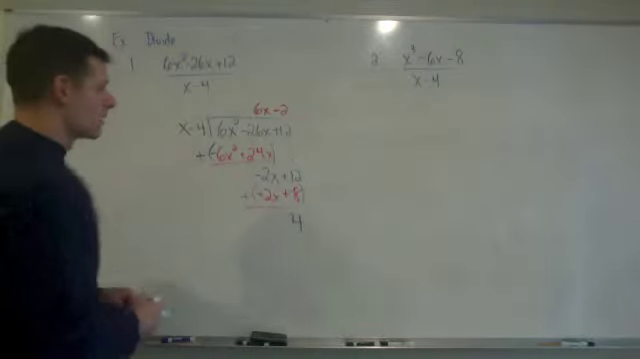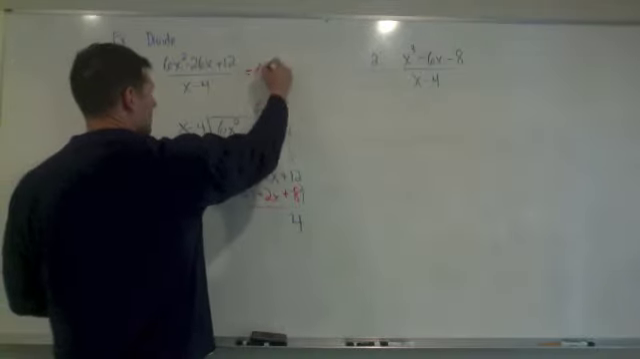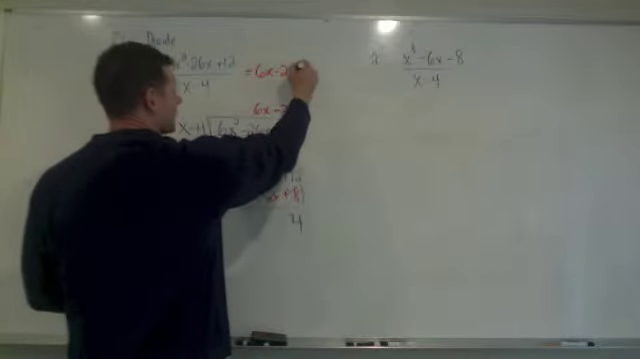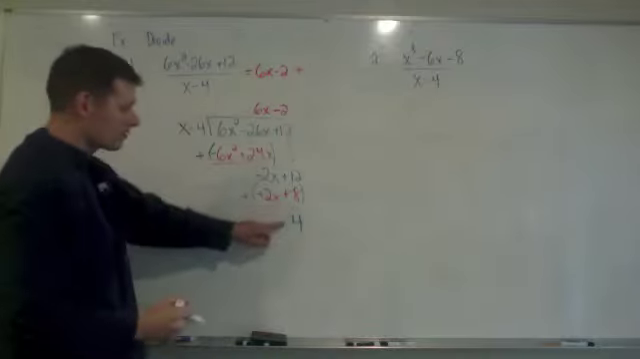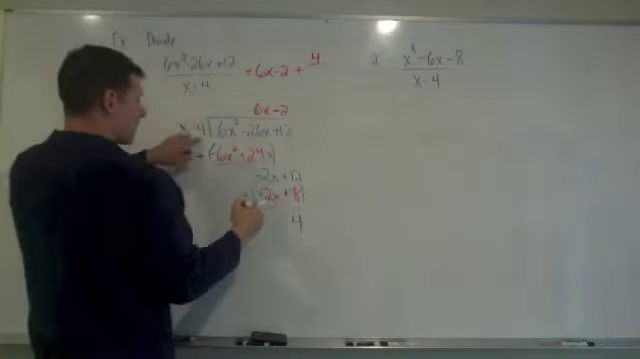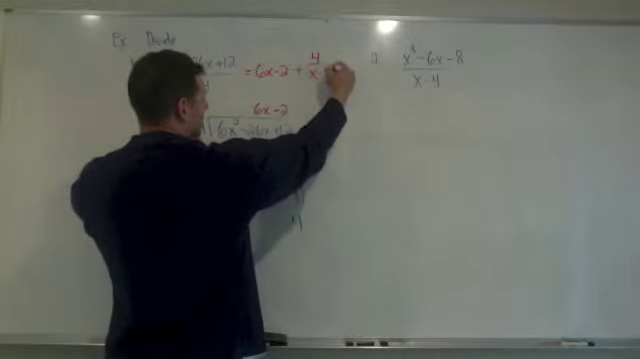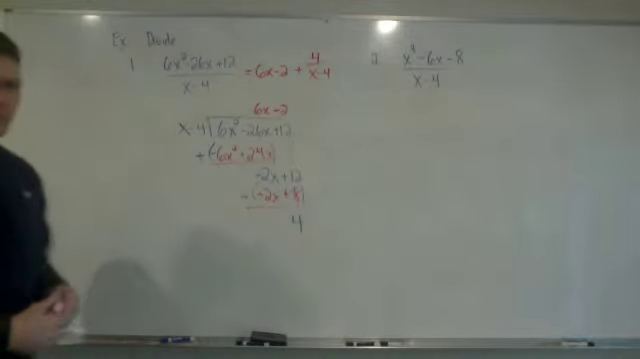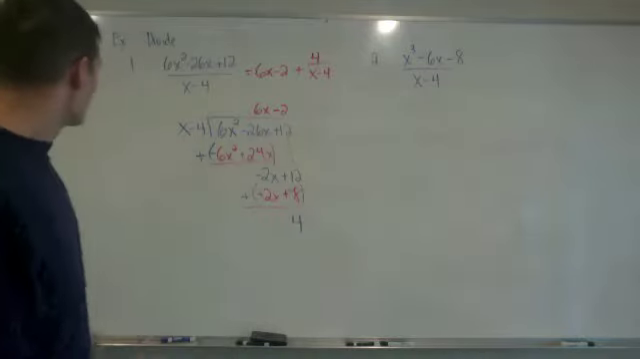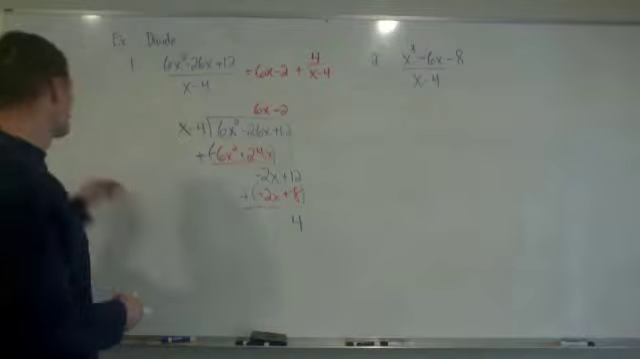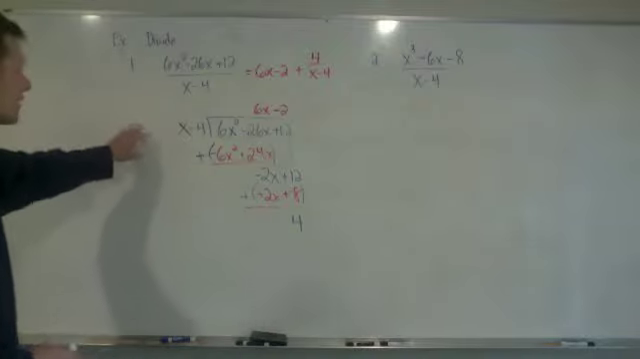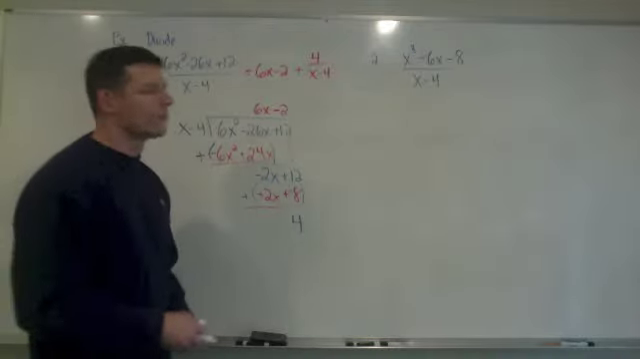So what's the answer then? Well, the answer is 6x minus 2, right? That's my quotient, plus my remainder. What's my remainder? My remainder is 4 divided by what I had here as my divisor, x minus 4. Okay? Just like we did when we had our 38 divided by 7. The same process. Okay? Same process when we had a remainder. We had 3 as our remainder. We put 3 divided by 7 as our remainder term. And there we go. Okay?